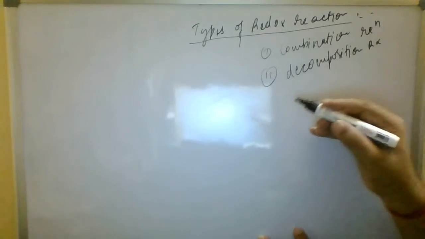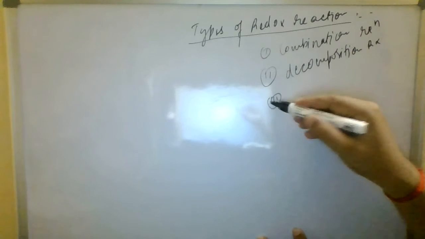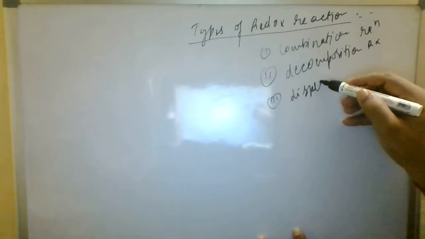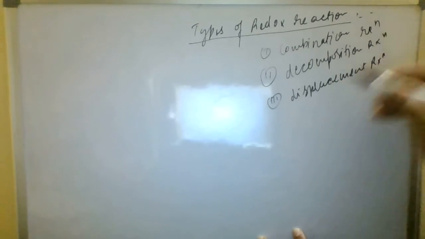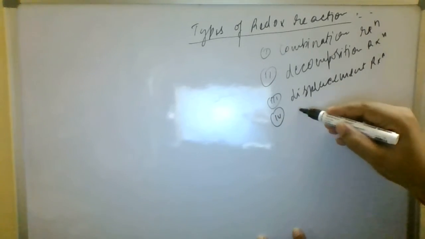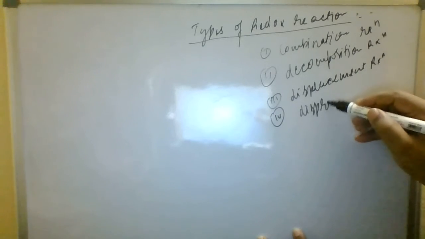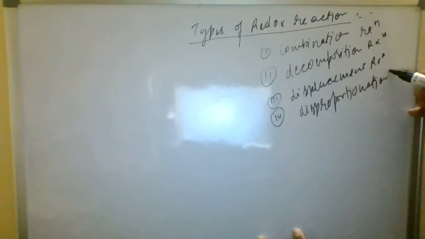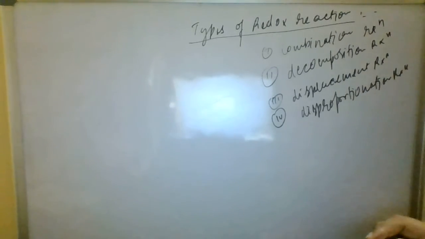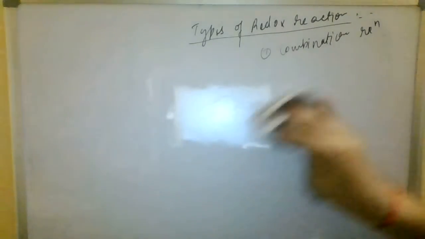Third one is the displacement reaction. And fourth one is the disproportionation reaction. So there are 4 types of reaction we are going to discuss here in this chapter, and these 4 types are examples of redox reaction. Let us try to understand this. First we are going to study the combination reaction.